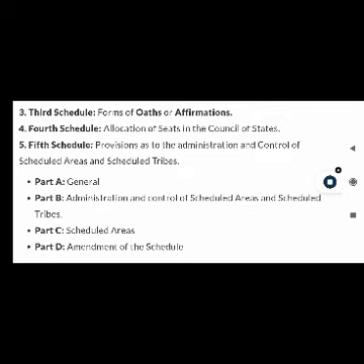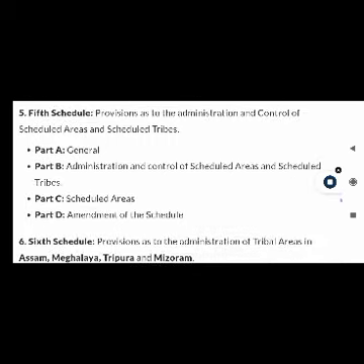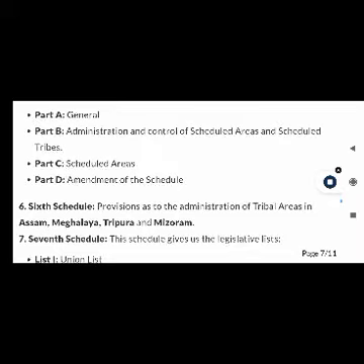Third Schedule. Forms of oaths or affirmations. Fourth Schedule. Allocation of seats in the Council of States. Fifth Schedule. Provisions as to the administration and control of scheduled areas and scheduled tribes.